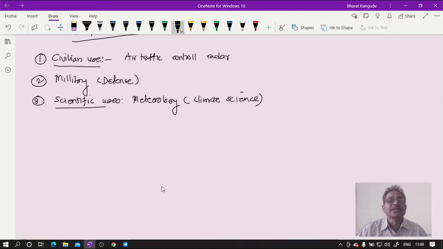So all these things are possible with the help of these types of radars which are used in meteorology for determining different types of climate conditions. So again, each aspect has different types of applications, so listing them is only possible at this stage. We are not able to go into details of all that.